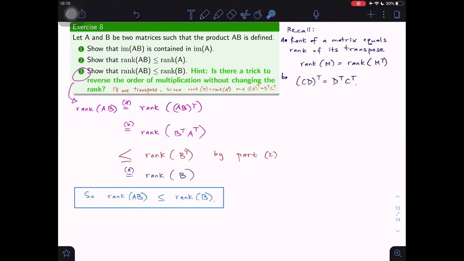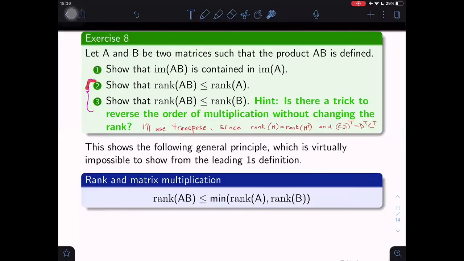We were able to show this fact, which would be very difficult to show by directly computing the leading ones using the definition of rank, but using the idea of dimension, we were able to do this without much extra work. By combining part 2 and part 3, we have that the rank of the product of two matrices is smaller or equal to the smaller of the rank of one matrix and the rank of the other matrix.